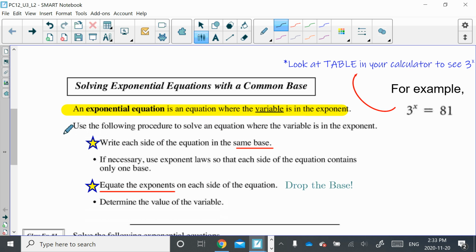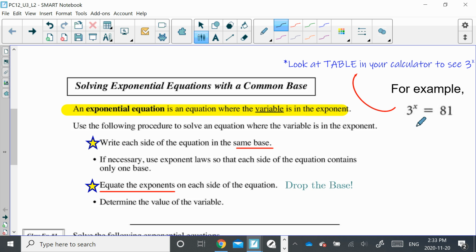Okay, so here is a review of how we're going to solve exponential functions with a common base. What I have highlighted here, I want you to highlight. I want you to star these 2 points, underline what I have underlined, and then drop the base. Okay. All right, so let's look at this example here.